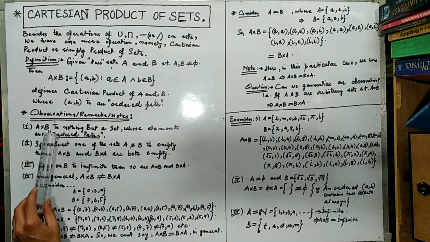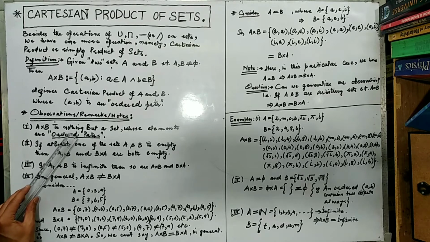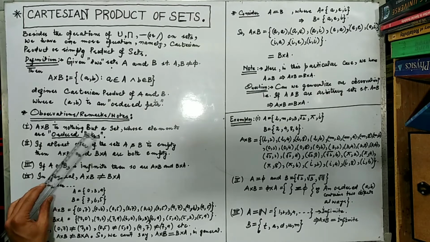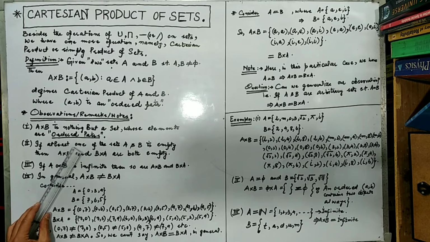Now you should observe something about this definition. A cross B is nothing but a set whose elements are ordered pairs. In this video, I'm not going to tell you what an ordered pair is, because I have already discussed this issue. And you know, ordered pairs have a very fundamental or characteristic property. A cross B is nothing but a set. Now, if it is a set, the question arises, what are its elements? Its elements are ordered pairs.